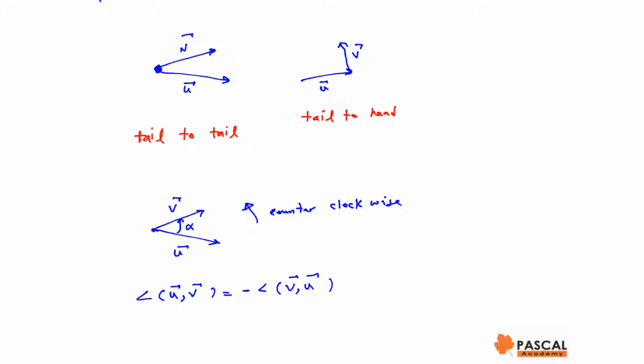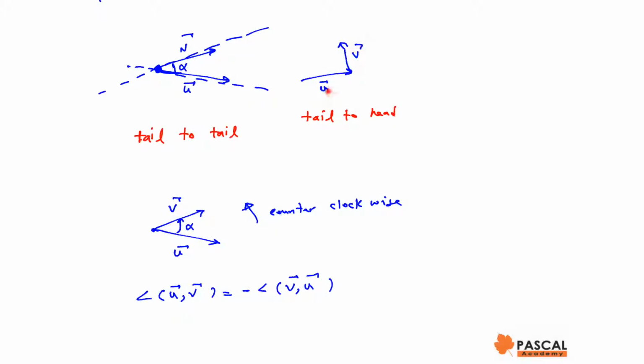When two vectors are sharing the same tail, the orientation is called tail-to-tail orientation. The angle between vectors is the angle between the lines containing the vectors, which is the smallest rotation that puts the first line on the second line in the trigonometric direction.